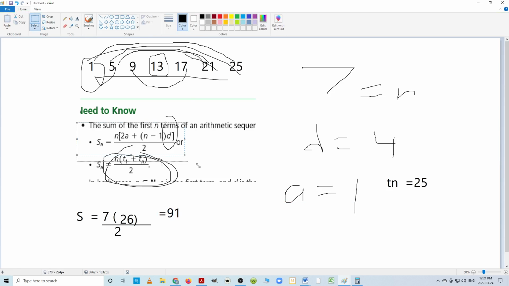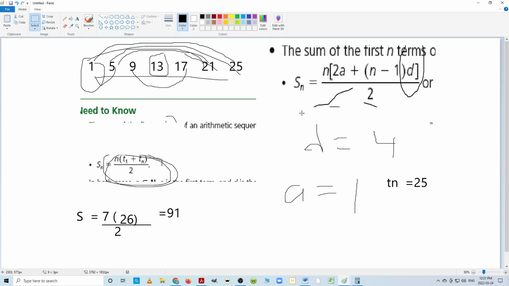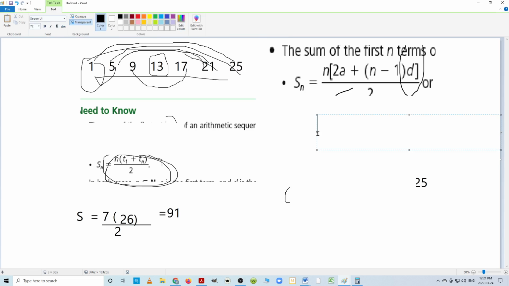Okay, well, this other formula says I need the first term and the number of terms. I know the number of terms. It's 7 times, open brackets, 2 times the first term, so 2 times 1, plus I'm dealing with 7 terms, so n minus 1 will be 7 minus 1, times the difference, which I know is 4. Now notice that second part looks a lot like the formula, and it's all going to be divided by 2, but we'll just leave that for now.